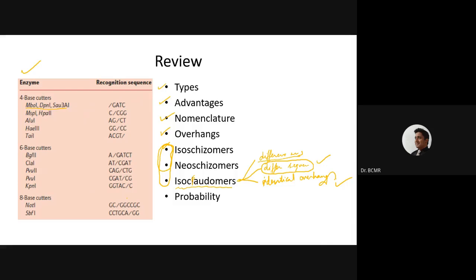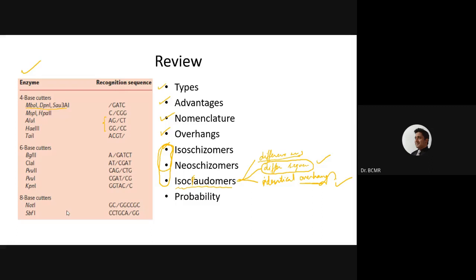Anyone? Is there one actually? Well, these two will be isocaudomers, right? But it doesn't make sense. Usually we'll talk only about overhangs, not the ends. So let's check. Yes, anybody has? You have to tell me two enzymes. Others, please type two enzymes so that we can then form. No, AluI is, yeah, we will not talk about the blunt ends. Let's see if there is any other.